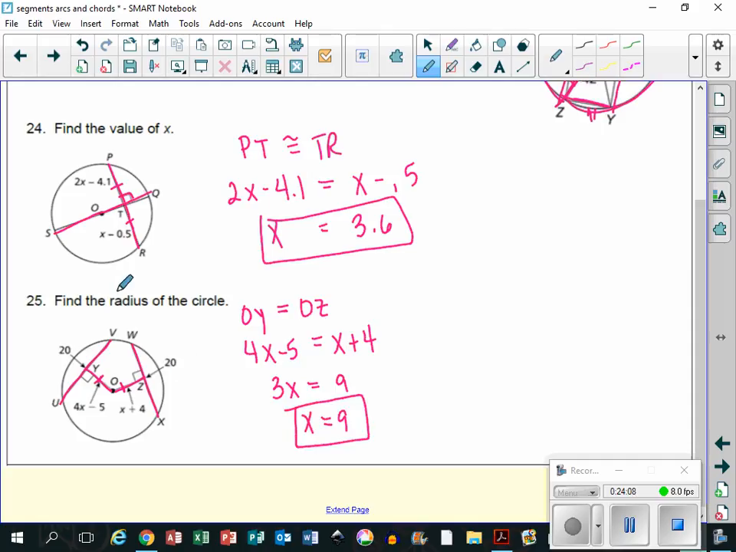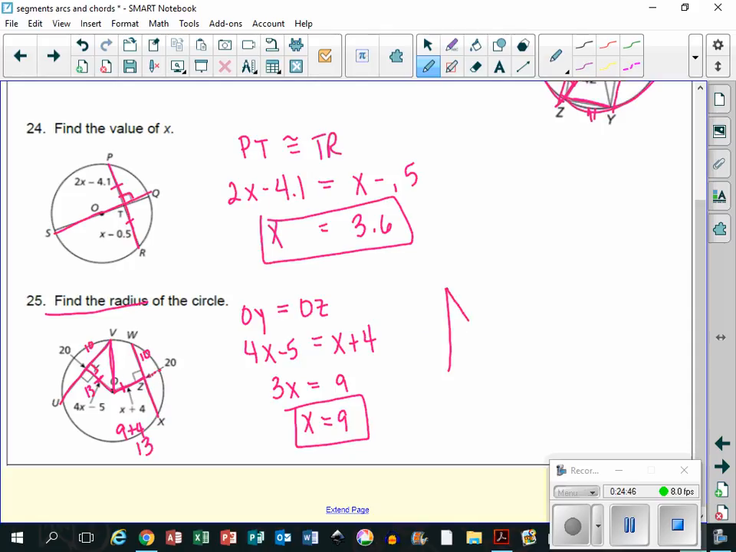Now they want me to plug it in because it says to find the radius. So 9 plus 4 is 13. So that means this piece is 13. Well, think about it. That's not the radius because the radius extends all the way to the edge. So somehow I have to figure out that piece. Or I could just simply draw another radius. Because I know that this is perpendicular, so it cuts it in half. Well, if the whole thing's 20, that makes this piece 10, doesn't it? So this piece is 10. Well, this piece is 13. Well, isn't that a right triangle?